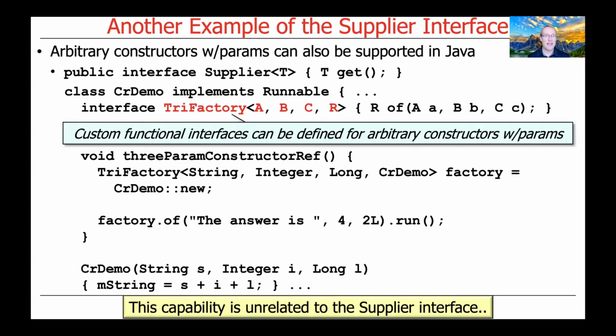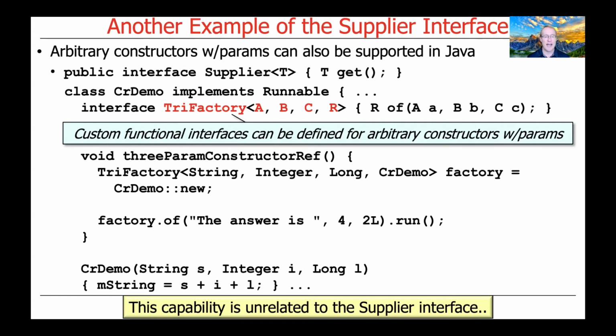Let's take a look at where we can have constructors that have an arbitrary number of parameters, not just zero parameters that we would see with a classic constructor reference that's used for a supplier. This particular capability is unrelated to the supplier interface per se, but it is useful to know this trick, and it comes in very handy. This example is going to have an interface that we define called TriFactory, and you'll see why we call it that in a moment. It's a custom functional interface that we're going to use for having arbitrary constructors.